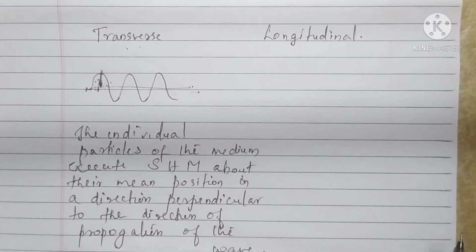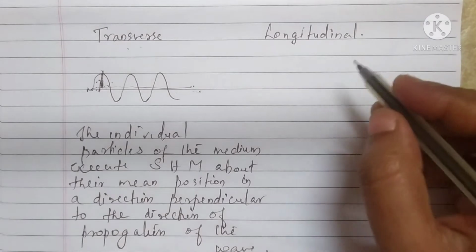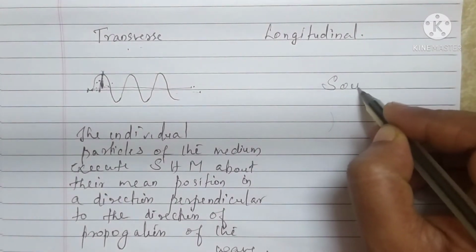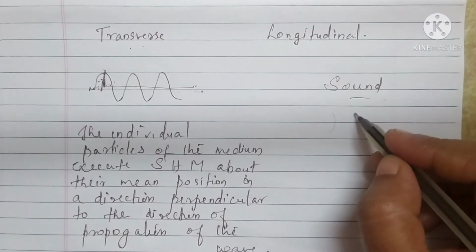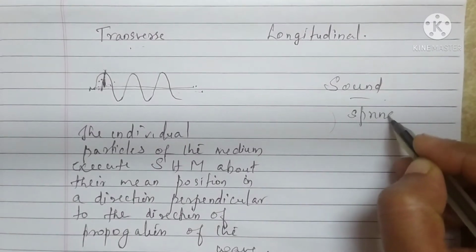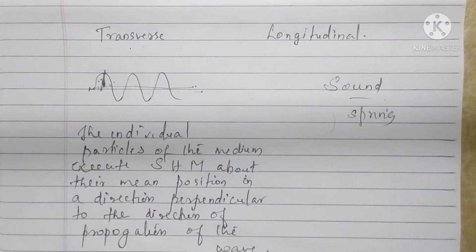Okay. Now the second one is longitudinal wave. And in longitudinal wave, the best example is sound wave. Sound wave is an example for longitudinal wave. Then the waves produced in a spring. So these are examples for longitudinal wave.